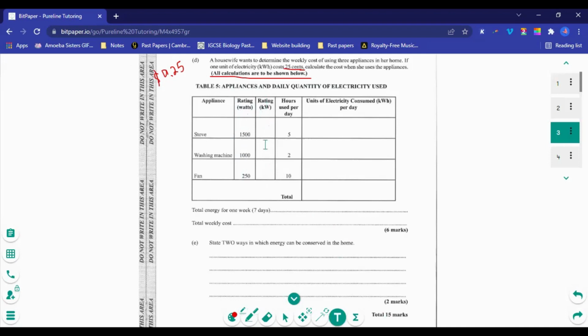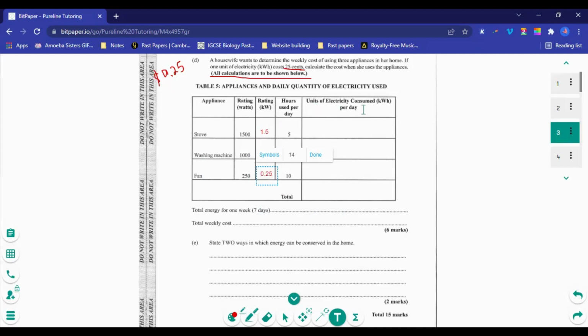So even if this space wasn't given here, you would have to remember that we have to convert watts to kilowatts. The stove, she uses 1500 watts. This is going to be 1.5 kilowatts. The washing machine, 1000 watts. This is going to be 1.0 kilowatts. And the fan is 250 watts. This is going to be 0.25 kilowatts.